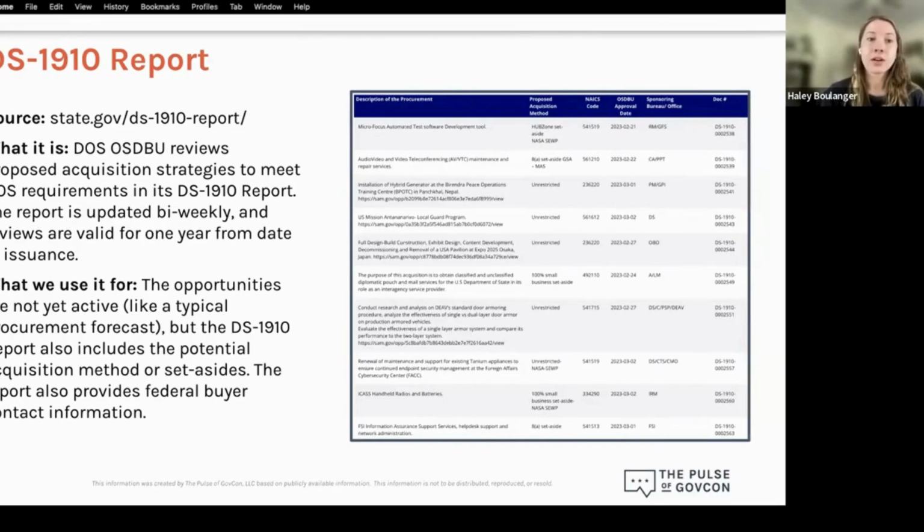We use it for finding opportunities that are not yet active, kind of like a typical procurement forecast. But the DS 1910 report also includes the potential acquisition methods or set-asides, which is what makes it unique and super useful. The report also provides federal buyer contact information, which is always a plus. One of the downsides is that you can't really export this. It's just a table listed on the website, so even copying and pasting gets a little tricky, but all in all, pretty useful resource. Very happy it's out there.